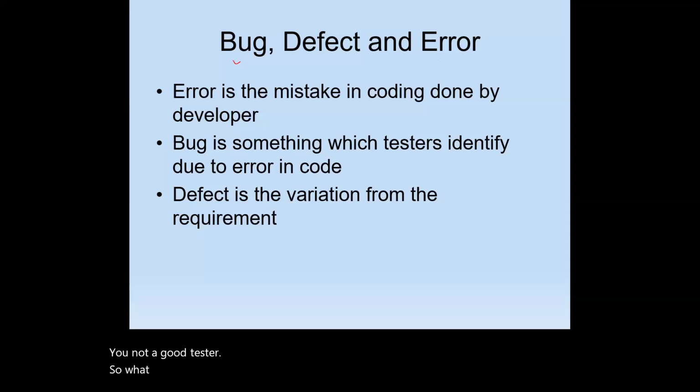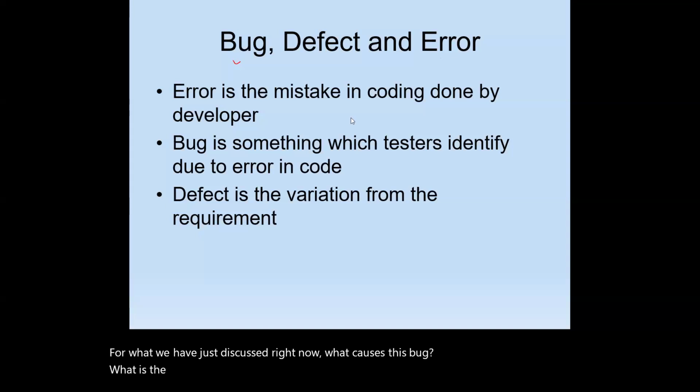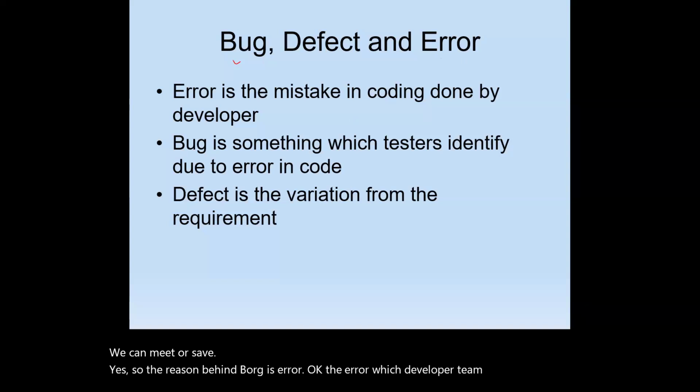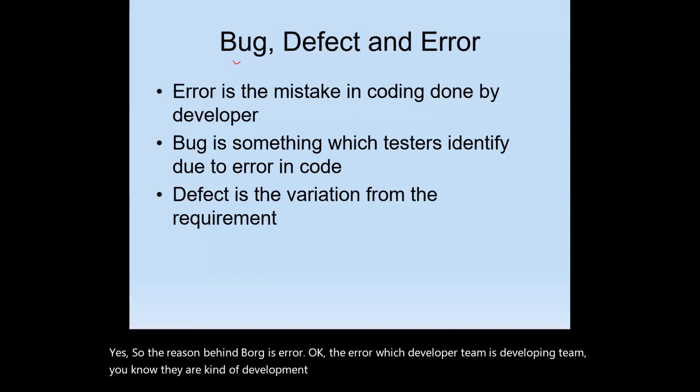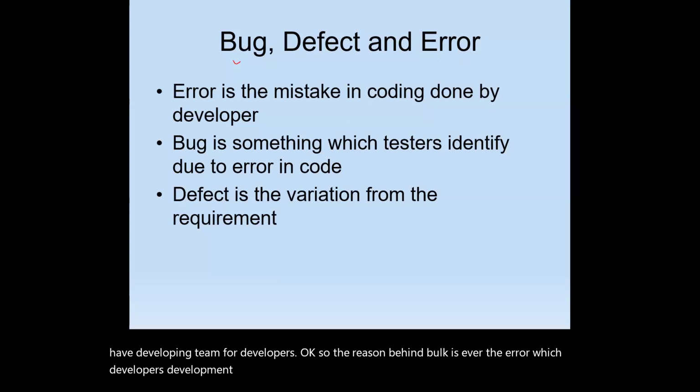So what causes this bug? What is the reason behind it? You can ask yourself. It might be a mistake from the coding. Yes, so the reason behind a bug is error. The error which the development team is making. As we also have a testing team, we also have a development team of developers. So the reason behind a bug is error, the error which the development team is making, and due to this there is a bug in the system.